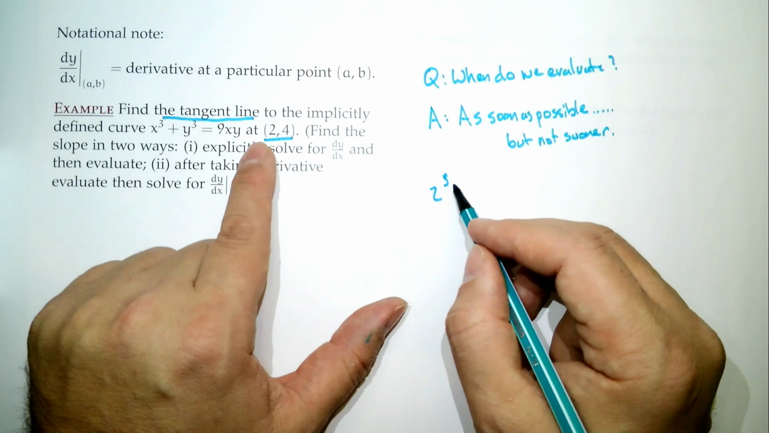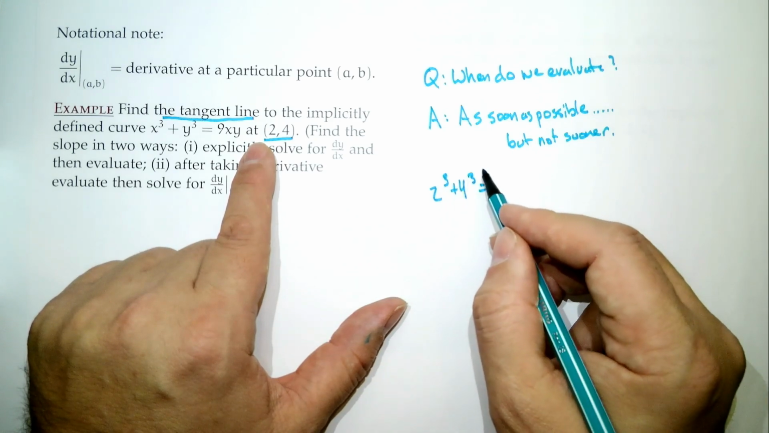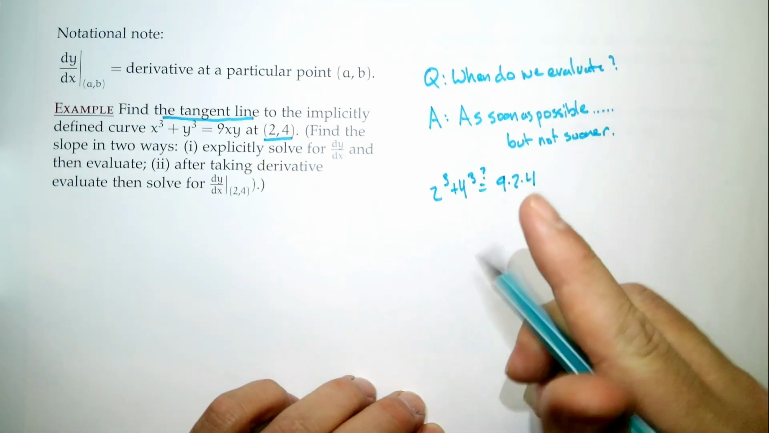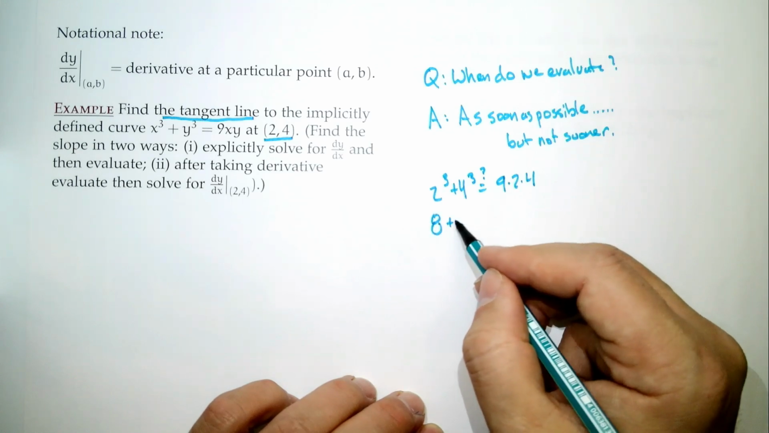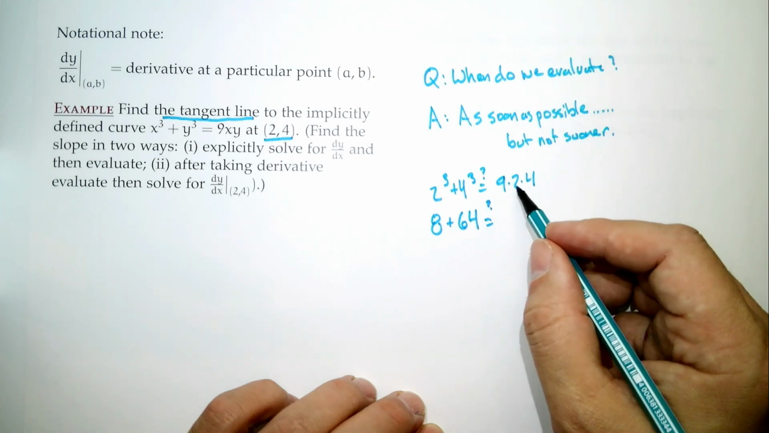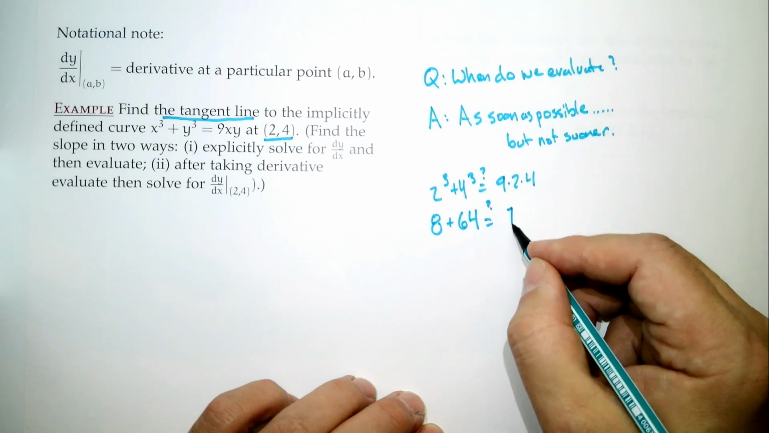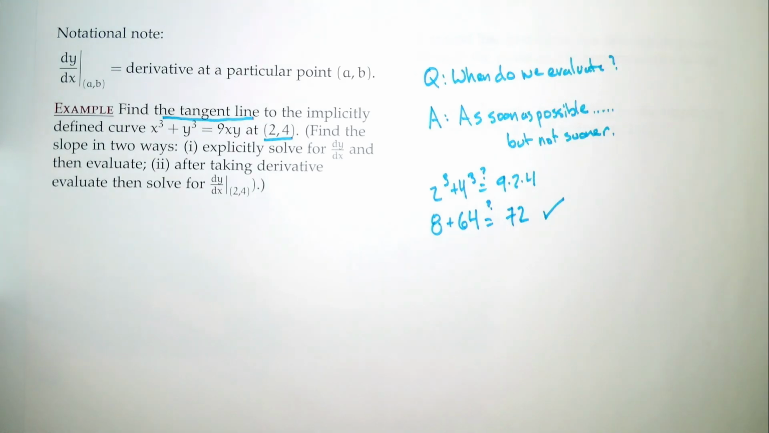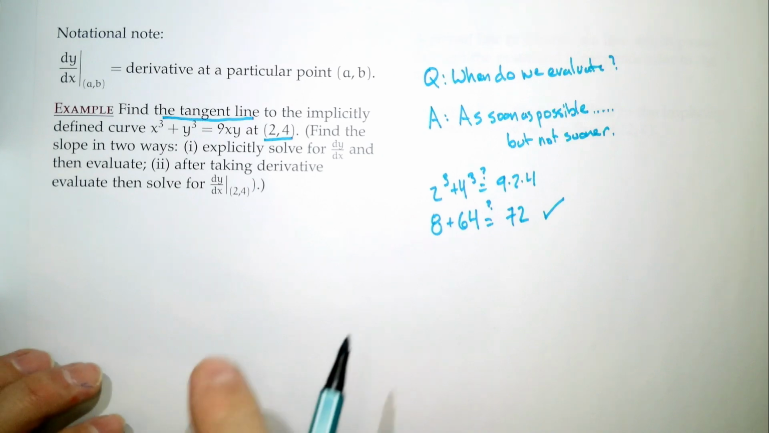So, does 2 cubed plus 4 cubed equal, question mark, 9 times 2 times 4? Well, 2 cubed is 8. 4 cubed is 64. Does that equal 9 times 2, 18, times 4, 72? And, oh, it does. Okay, good. So the point (2, 4) is on this curve. I'm not sure what the curve looks like, but it's there. It's one of probably many points as far as we know. Okay, so we need the slope.